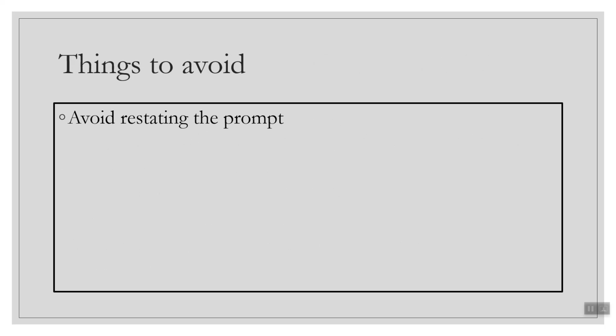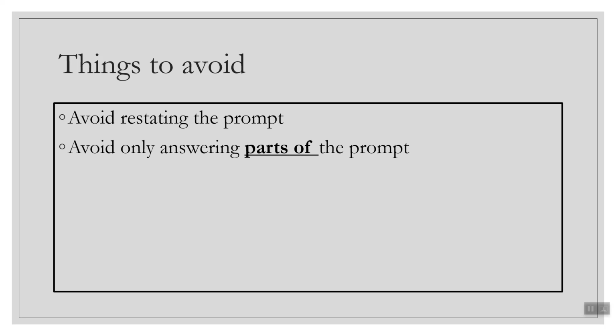So the things you want to avoid is avoid just restating the prompt, because if you just restate the prompt, you're not actually having an argument. Now you can use some of the words in the prompt, but you don't just restate the prompt. Avoid only answering parts of the prompt. So if it's asking you to compare and contrast, then you need to compare and contrast. If it's asking you for the similarities and differences, put the similarities and the differences. If it's continuities and changes, put what changed, but also put down what remained the same. If you only do one piece, you will not get credit.